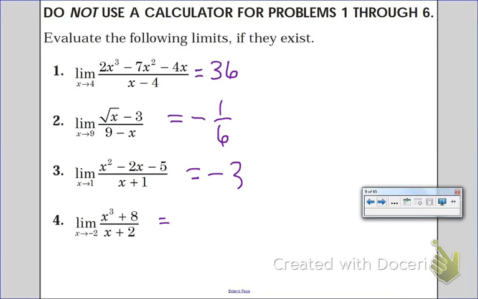So what's the derivative of x cubed plus 8? 3x squared. Yeah, 3x squared, sorry. And what's the derivative of the bottom, x plus 2? 1. And if you plug in -2 one more time into the limit, you get 3 times -2 squared, which is 3 times 4, which is 12.